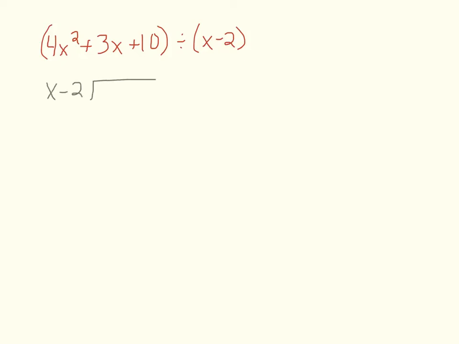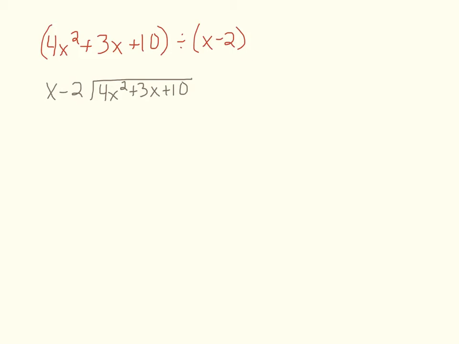Let's do another example of polynomial division. So let's start off with 4x squared plus 3x plus 10, and we're going to divide that by x minus 2. So this is a polynomial division, but we still want to take care of it the same way. So we do x minus 2, and right under the division symbol we do 4x squared plus 3x plus 10.